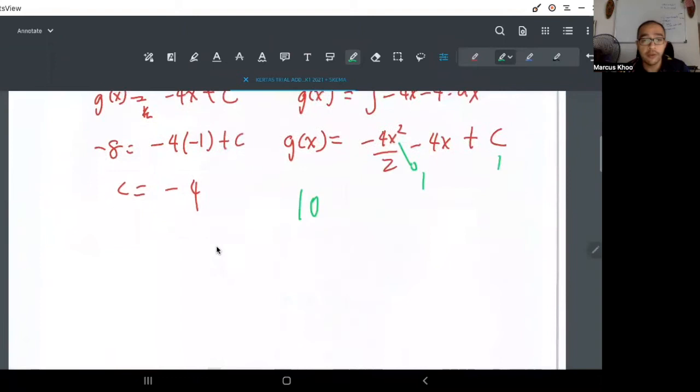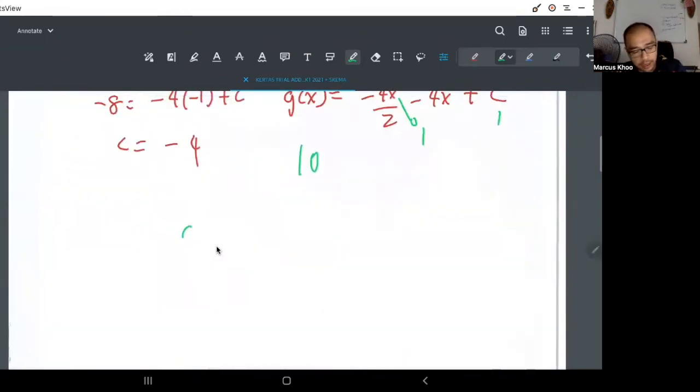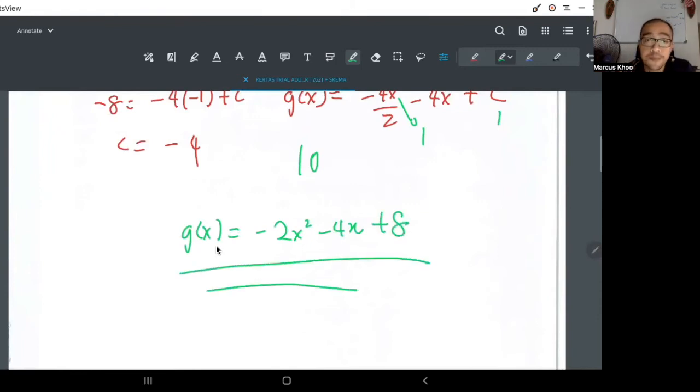Oh, I didn't give the final answer. Sorry, the final answer is g(x) equals negative 2x squared minus 4x plus 8. This is the final answer. So it's a double integration because there was a double differentiation before this.